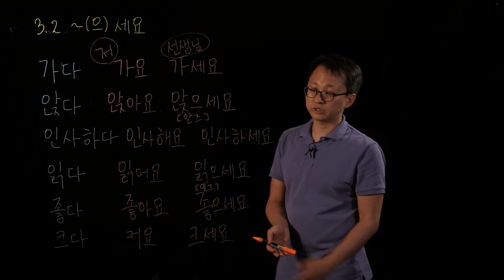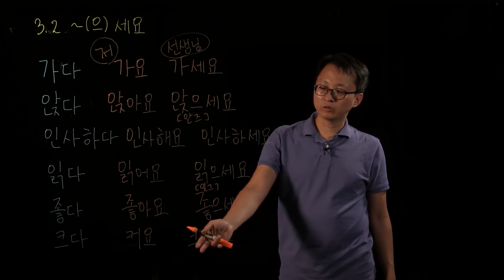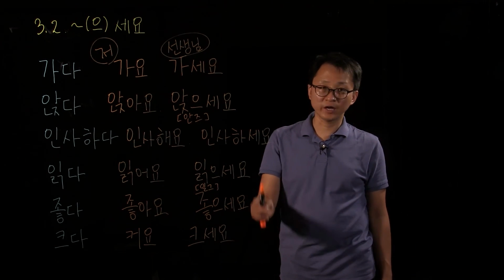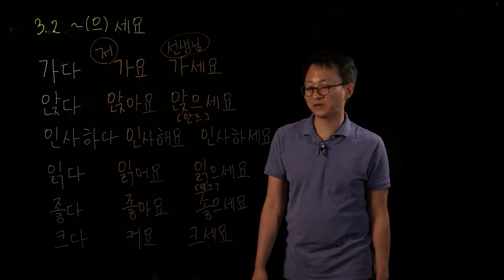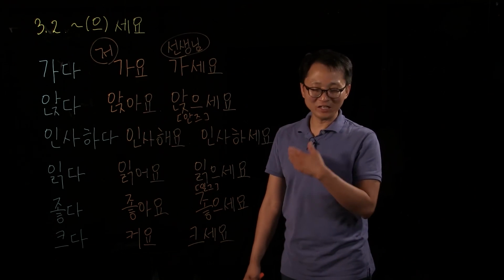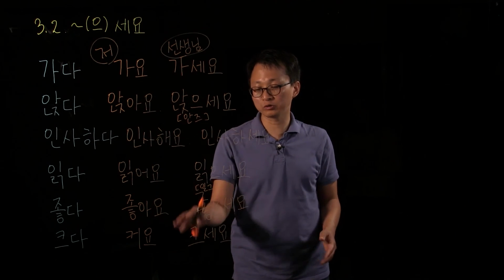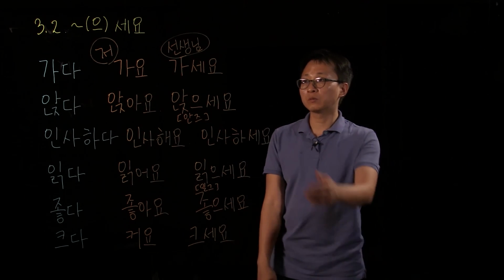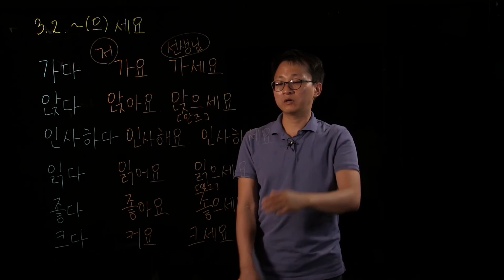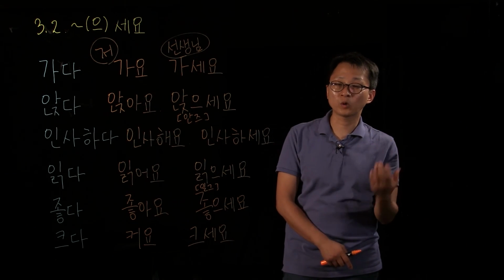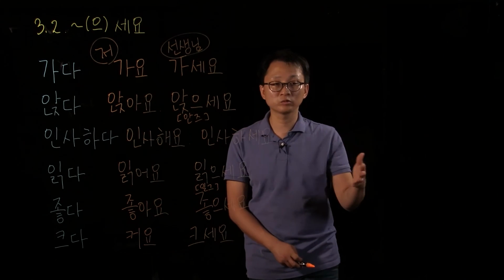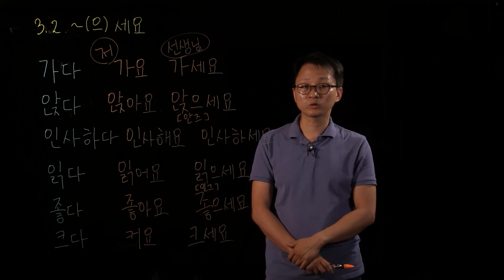So polite request form. 좋으세요, 크세요, they are adjectives. For adjectives, we cannot use them for polite request. Please be good, we don't say that way. So 좋으세요, 크세요 is just used to describe a situation. But for verbs, they could be used to make a polite request like please do something. Okay, so far so good.